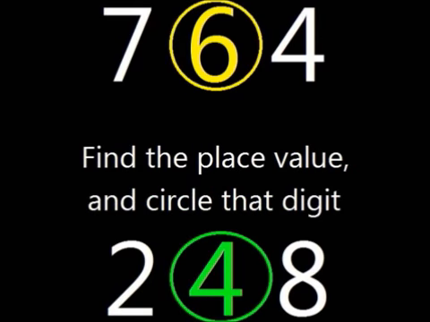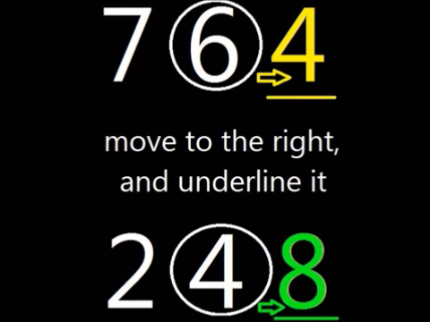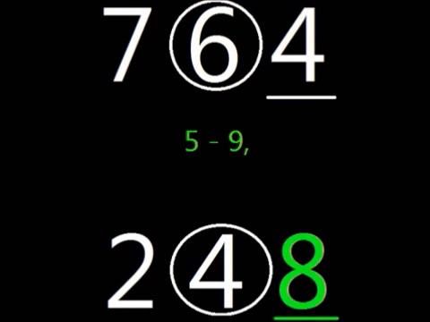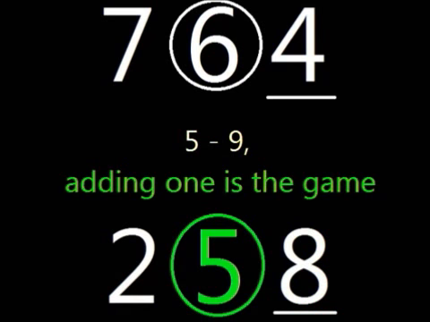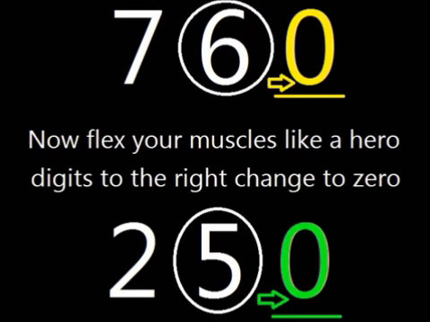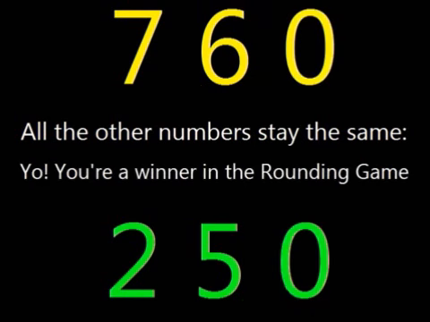One more time. Find the place value and circle the digit. Move to the right and underline it. 0 through 4, the circle stays the same. But 5 through 9, adding 1 is the game. Now, flex your muscles, just like a hero. Digits to the right, turn into 0. All the other numbers, they stay the same. Yo, you're a winner in the rounding game.